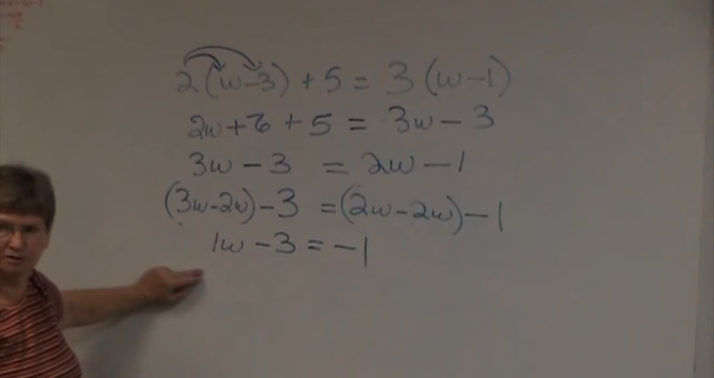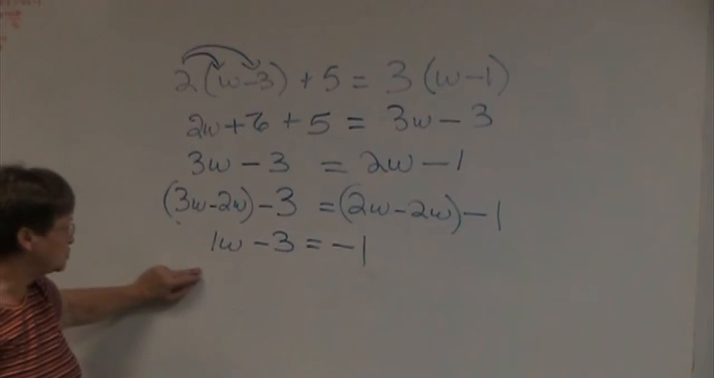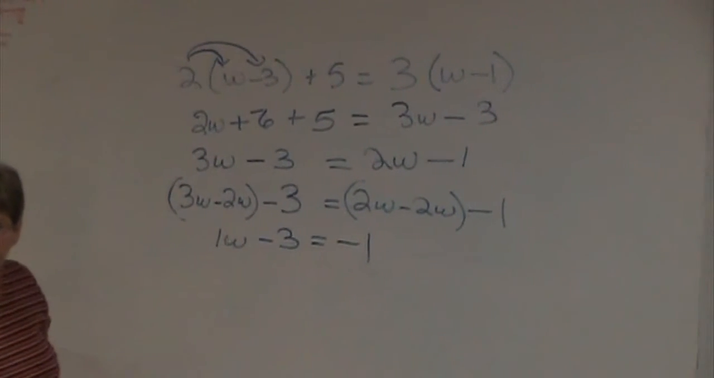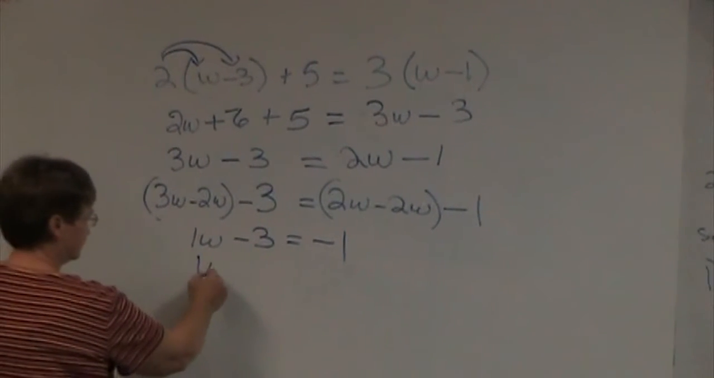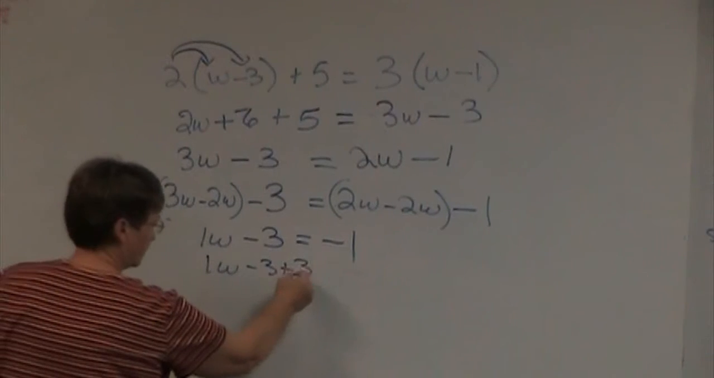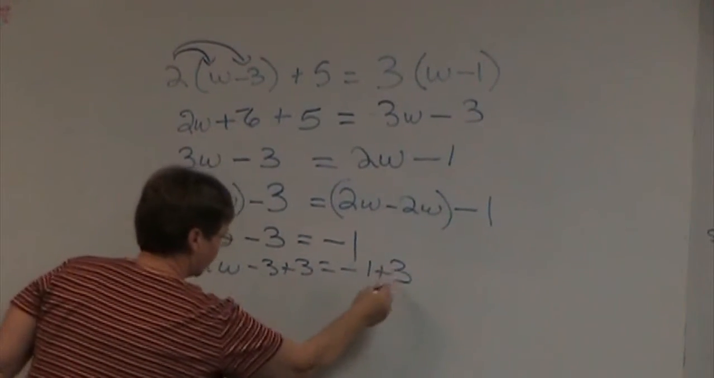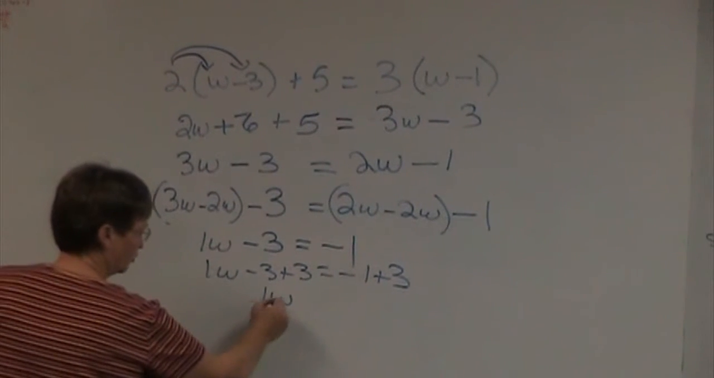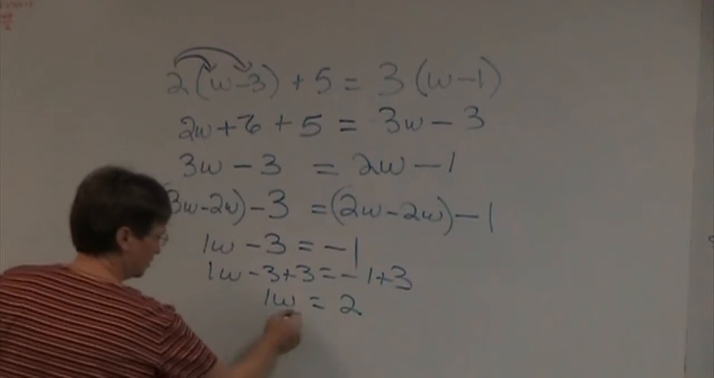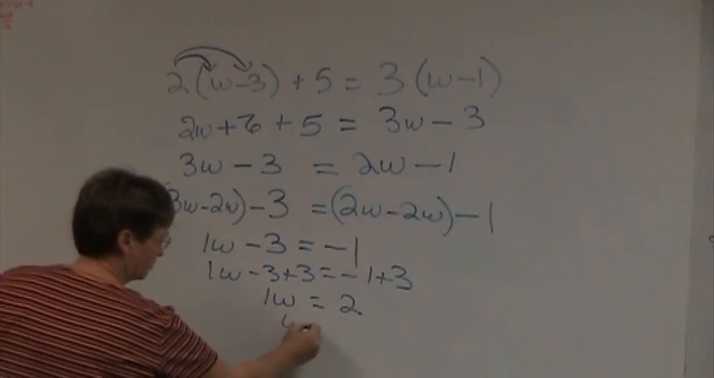Tell me how to finish this. Go ahead. Add 3 to both sides. Then what? Okay, you really don't need to, but you can. 1 times W is W, isn't it?